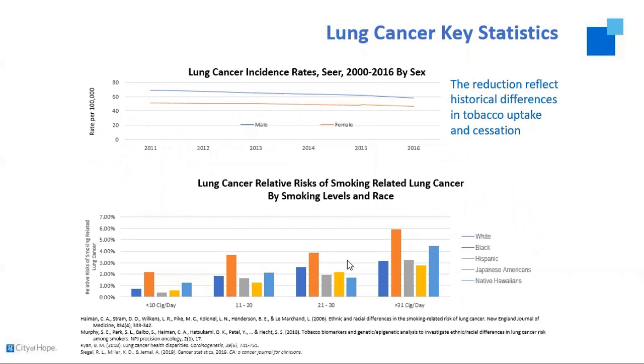So as you can see on the top statistic, over the years, the incidence of lung cancer has been going down. This might be related to the tobacco cessation uptake that has been happening, which causes more people to quit smoking. At the bottom of the slide, you will see the lung cancer relative risks of smoking by smoking levels and race, and you can tell from the slides that really there is a disparity among ethnic minorities in this country.